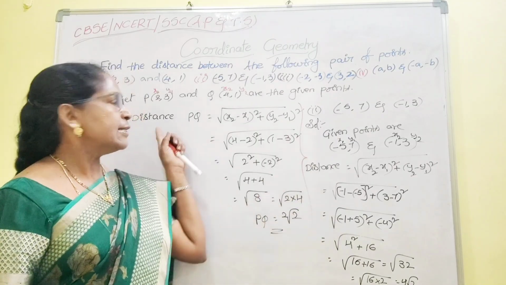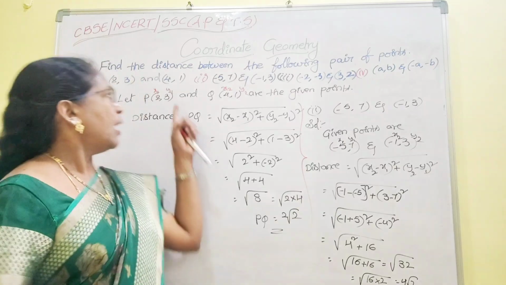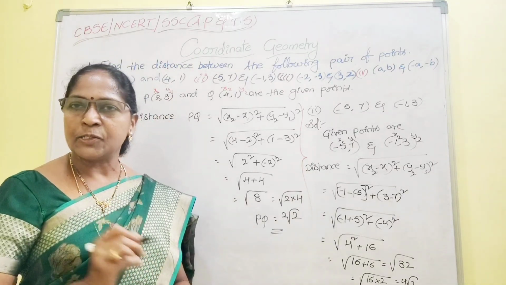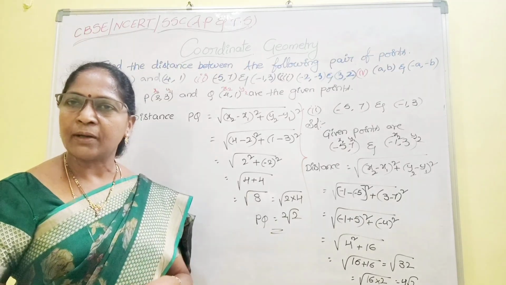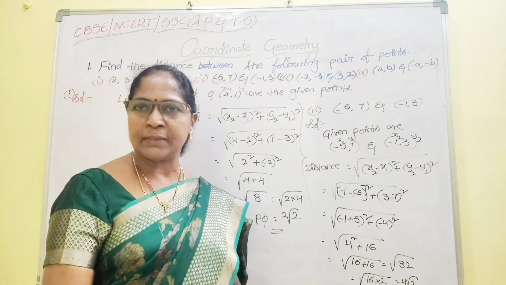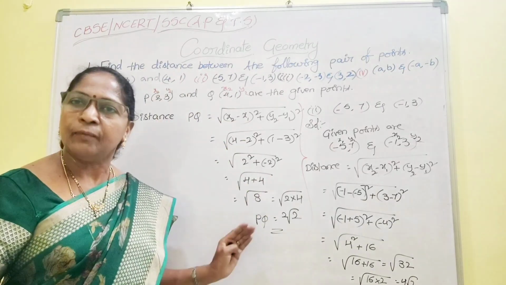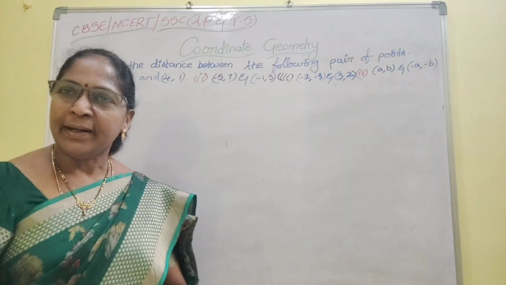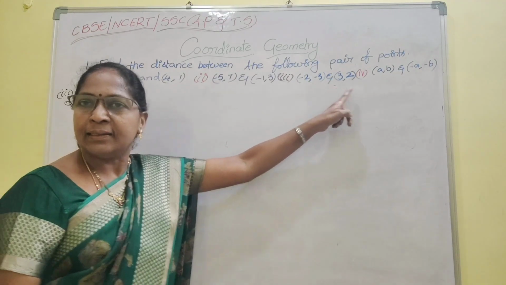Like that you have to assume the points as A and B or P and Q, your wish. The first point value assume as x1, y1 and the second point as x2, y2. Now apply the distance formula, where distance equals square root of (x2 minus x1) whole square plus (y2 minus y1) whole square. Next substitute the values in this formula and simplify, we will get the answer. This is the procedure. Next question is third bit, (minus 2, minus 3) and (3, 2).